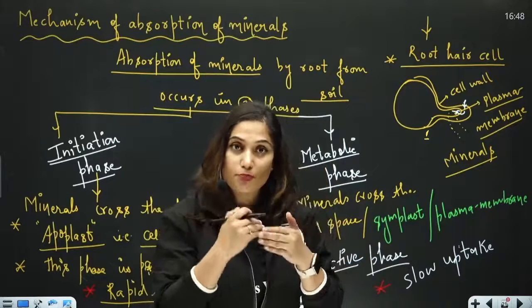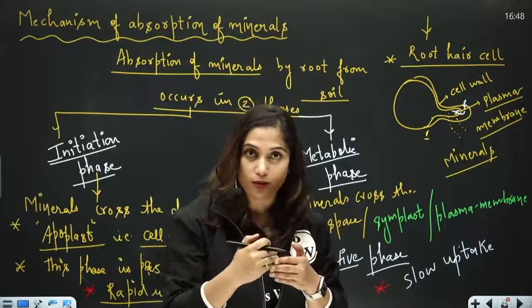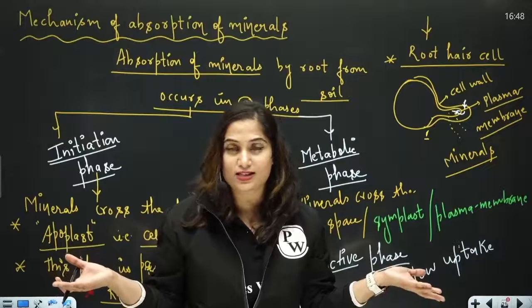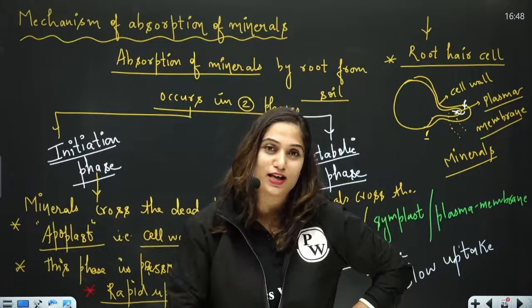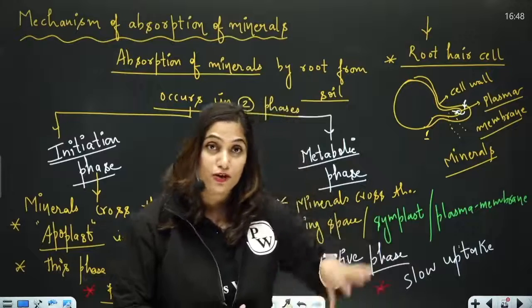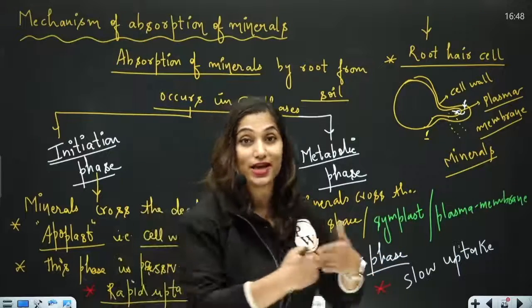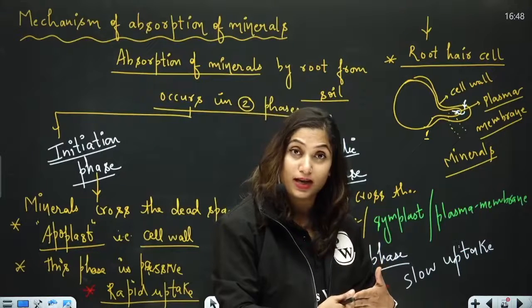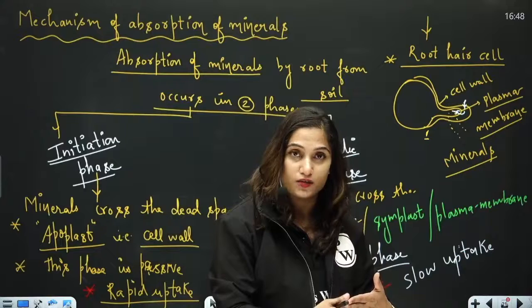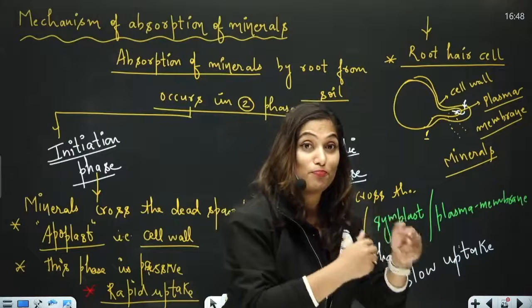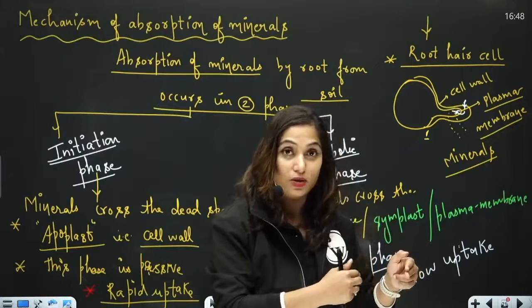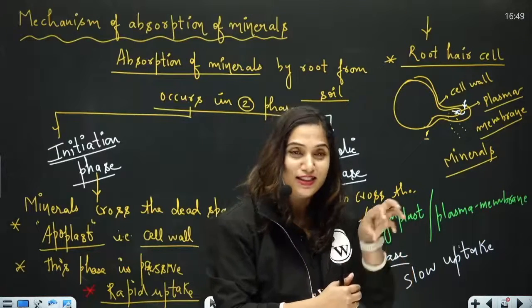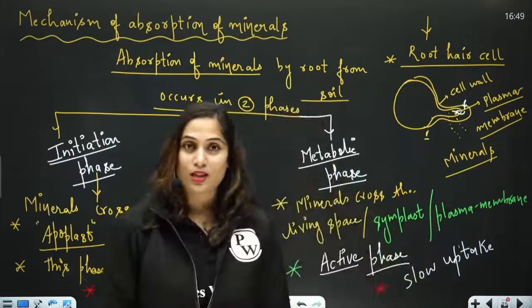first of all, the mineral elements will cross the cell wall, and the cell wall is dead. Anything which is dead is called apoplast, and anything which is living is called symplast. So, first of all, the minerals will cross the cell wall. That means they will cross the dead part of the cell, that is the apoplast of the cell. And then they will cross the plasma membrane of the root hair. That means they will cross the living space of the cell. Plasma membrane is living. And then they will enter into the cytoplasm.